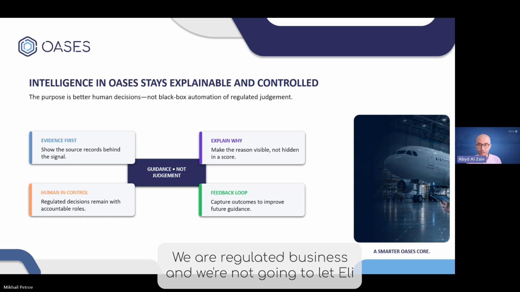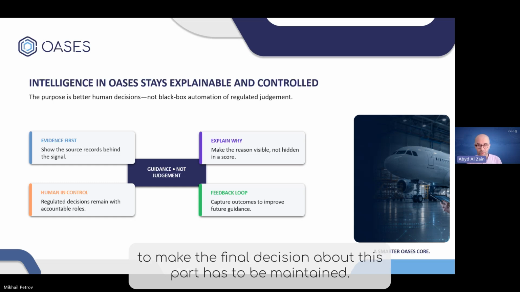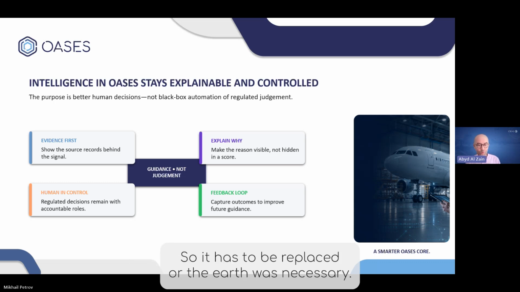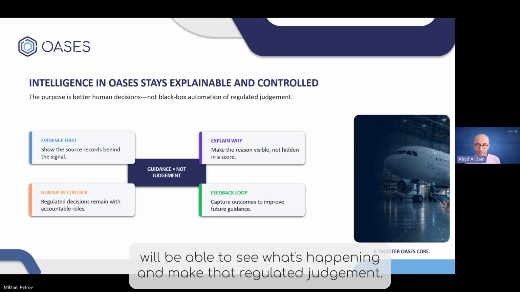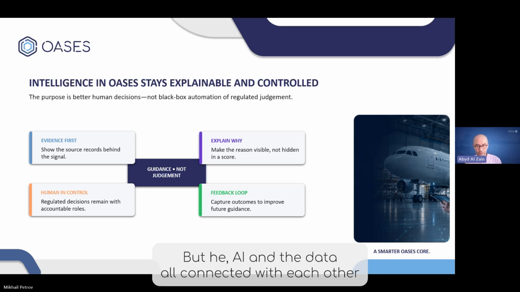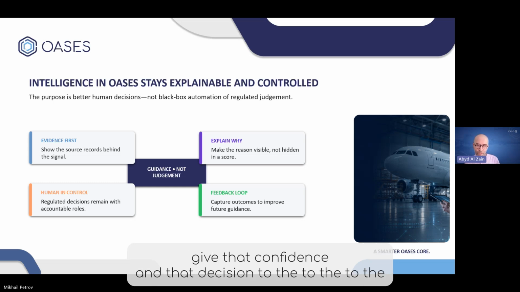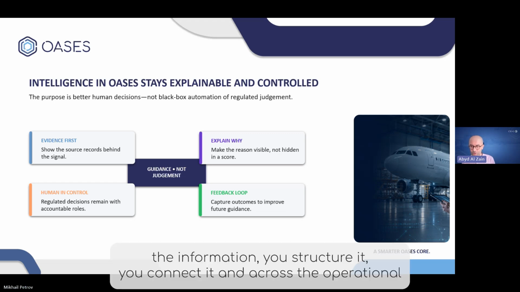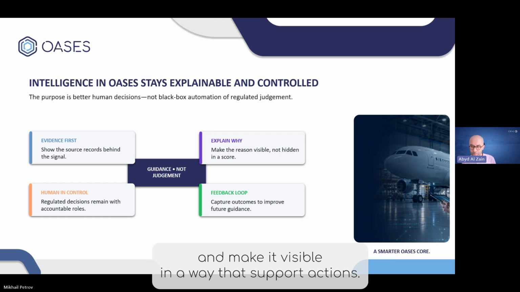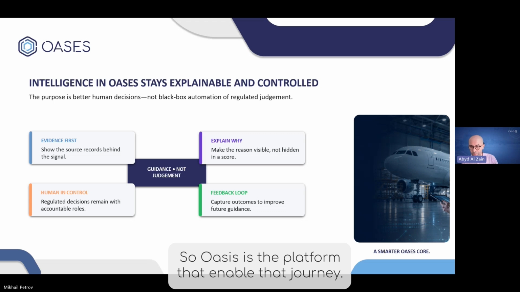We are a regulated business, and we're not going to let AI make the final decision about whether this part has to be maintained or replaced, or about the airworthiness of the aircraft. The human in the loop will be able to see what's happening and make that regulated judgment. But AI and the data, all connected with each other, give that confidence and that decision support to the user of the system. So the journey is becoming clearer. You capture the information, you structure it, you connect it across the operation, and make it visible in a way that supports actions. OASES is the platform that enables that journey.